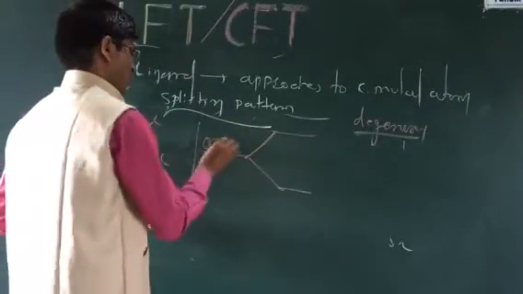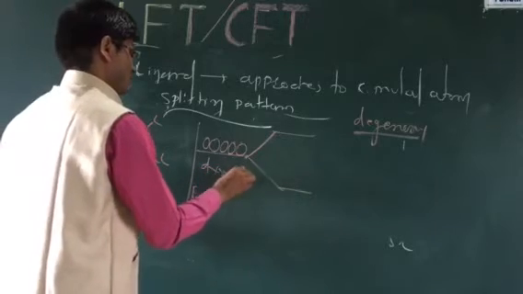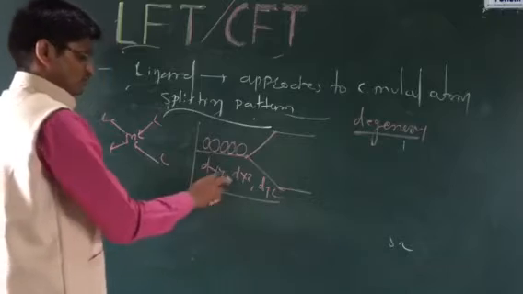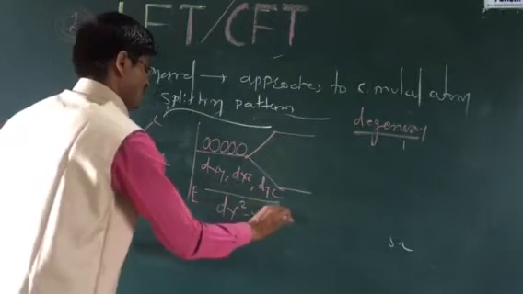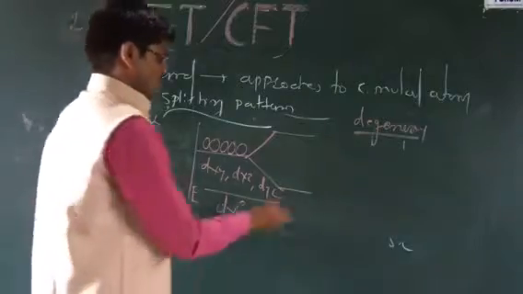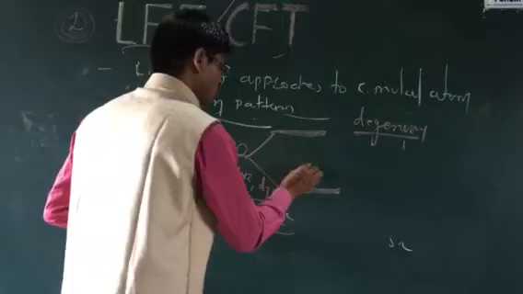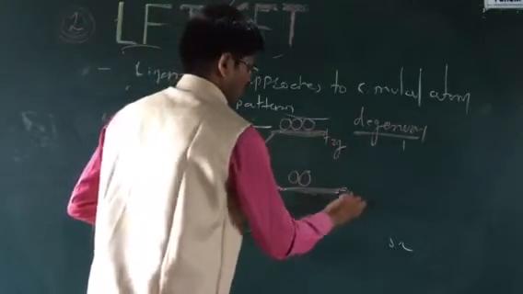There are 5 d orbitals: dxy, dyz and dxz, which lie between the axes, and dx square minus y square and dz square, which lie on the axes. Two patterns, two sublevels, take place. This set of three is T2g and this set of two is Eg.